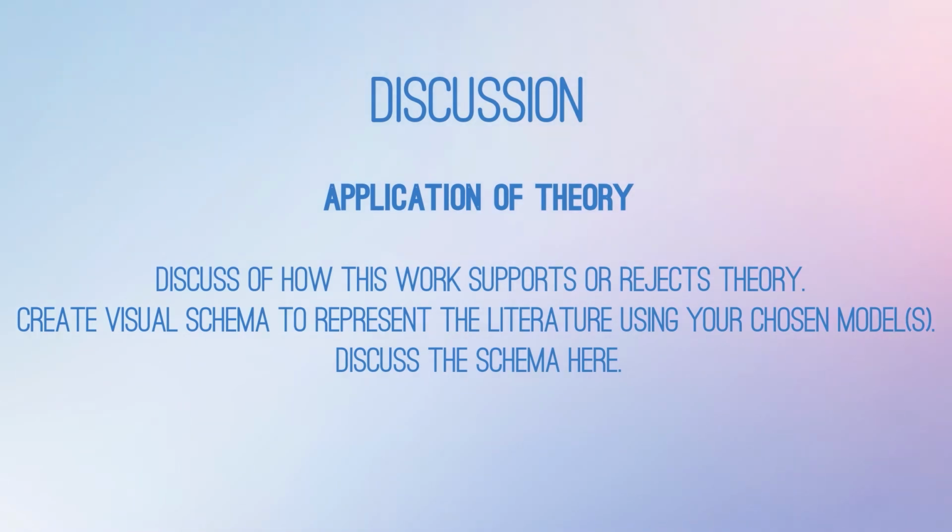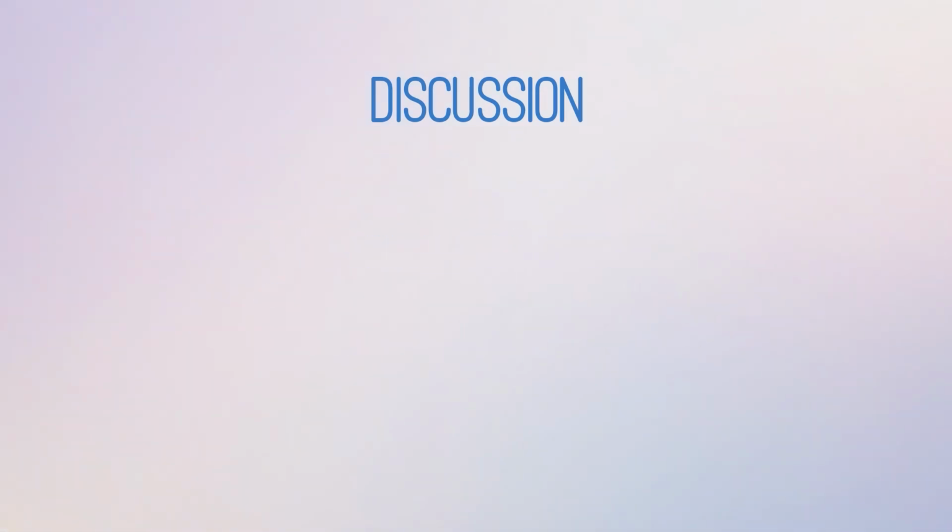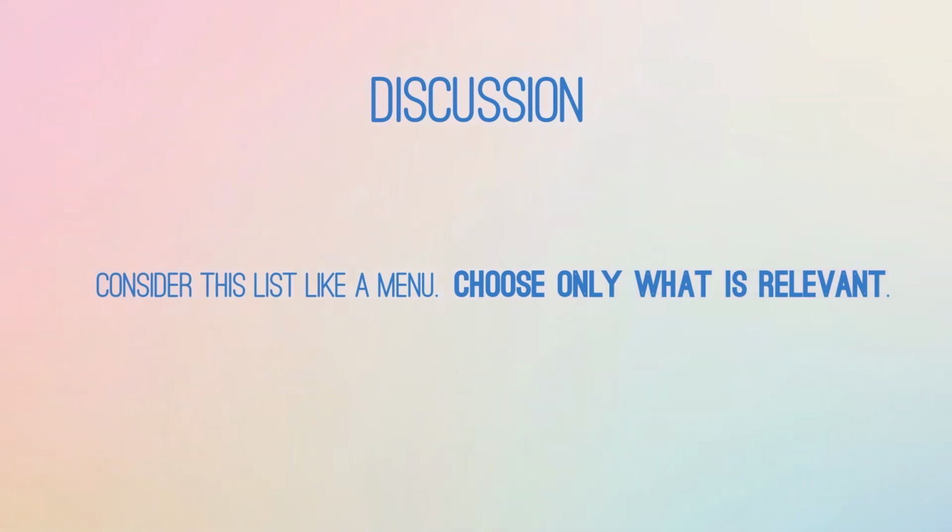Application of theory. This consists of discussing how the literature supports or rejects theory. You may decide to create a visual schema to represent the literature using your chosen theoretical model or models, and you can discuss that schema in this section. Implications for OT practice and research. This involves explaining insights and suggestions for future practice and research. Consider this list of ideas like a menu for your discussion section. Choose only what is relevant to your project.